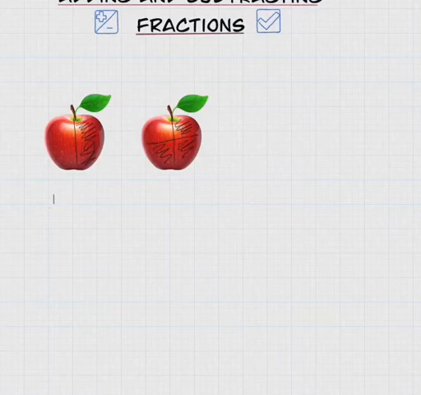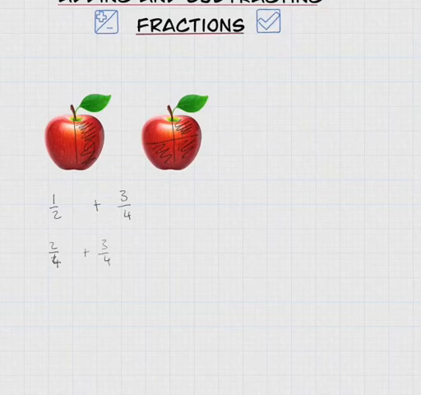Well, for lunch I had 1/2 an apple, and for my later afternoon tea I had 3/4 of an apple. Now again, we've got different sized parts. What do I need to do? I need to convert my parts in my half to become quarters. All right, 1/2 is equal to 2/4. And I add that to 3/4. I now end up with 5/4. Now, wow, that doesn't make any sense. How can I have 5/4?